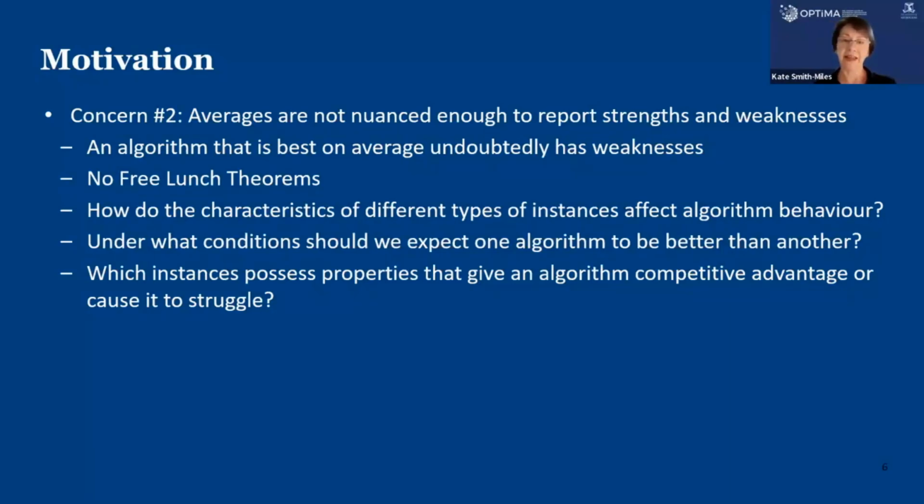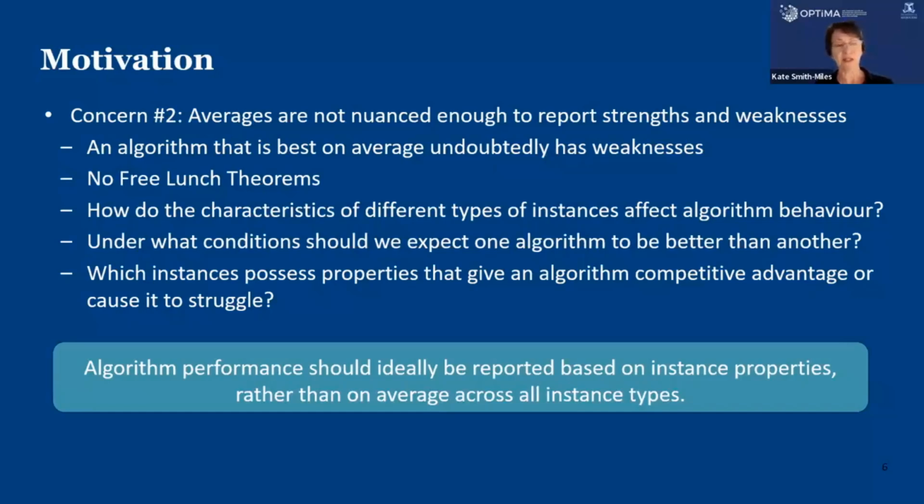What we really want to understand is how the characteristics of different types of instances are affecting algorithm behavior. And what are the conditions under which we expect one algorithm to be better than others? And what are the properties of those instances that give that algorithm an opportunity to show what it can do? Each algorithm works in a different way, and if the instance has characteristics that enable the algorithm to exploit that, then it will be competitive or outperform the others. But if the instance doesn't lend itself to how the algorithm actually works, then you can't expect a superior performance.